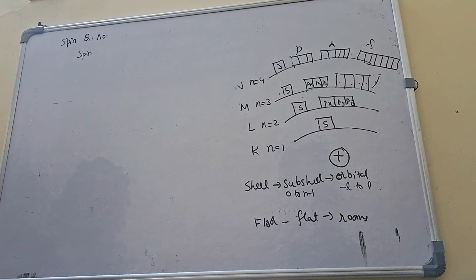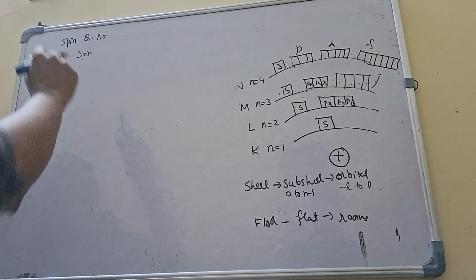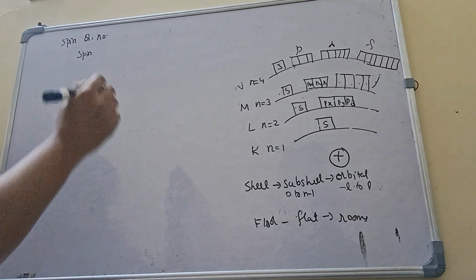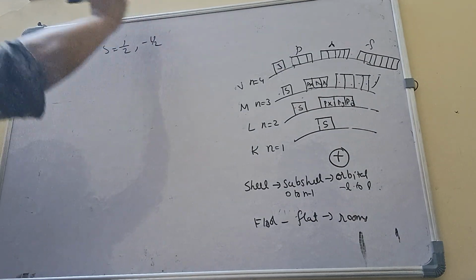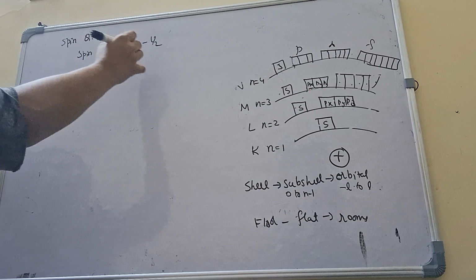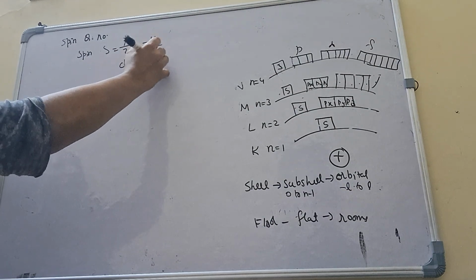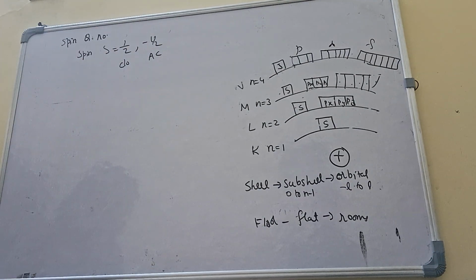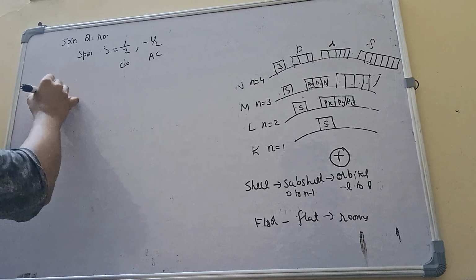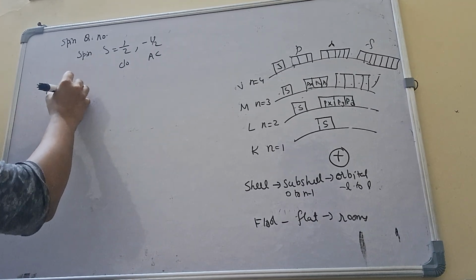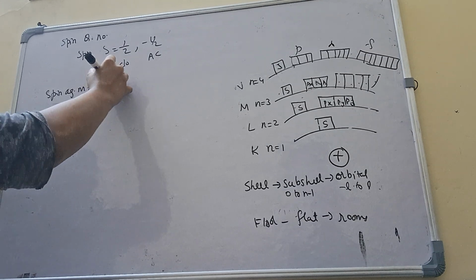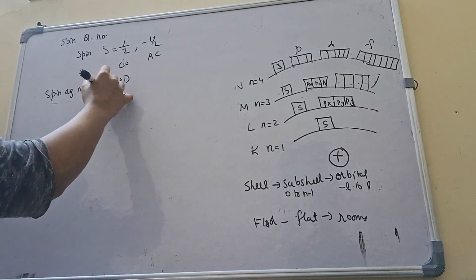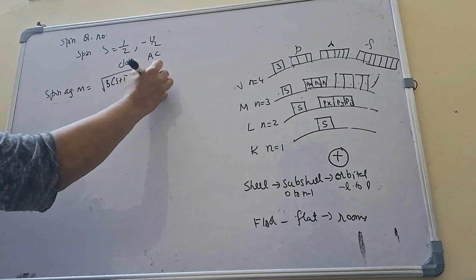So in order to distinguish between themselves, the concept of spin was introduced, and it has only got two values, plus half and minus half. Plus half is when it is clockwise, minus half is when it is anti-clockwise. And just like you had orbital angular momentum, you have spin angular momentum because of the spin, and that is root of s into s plus 1, into h by 2 pi.